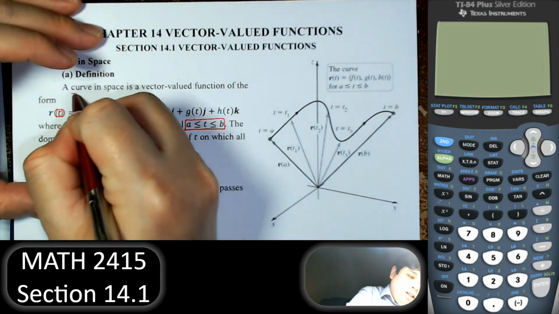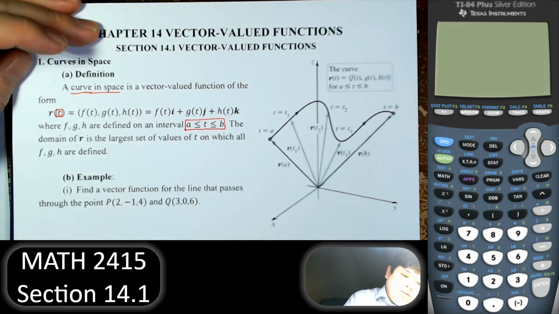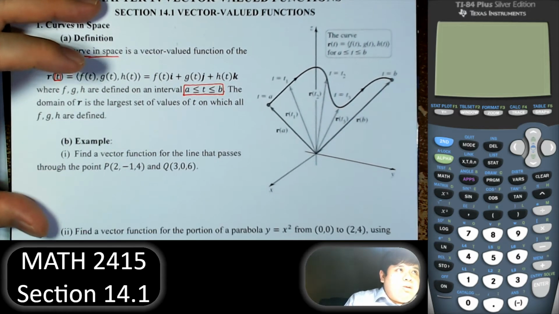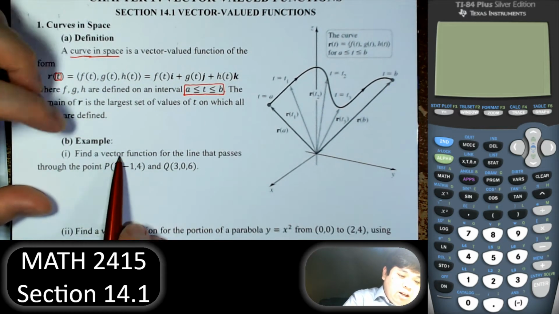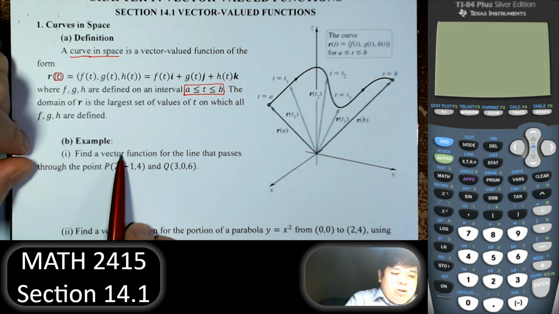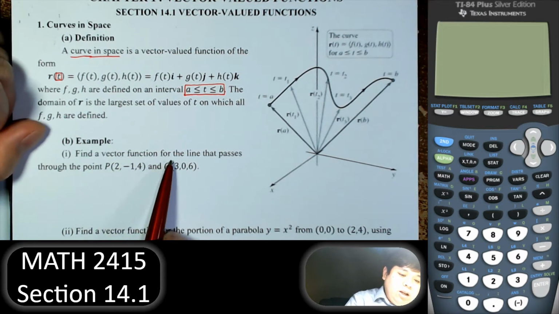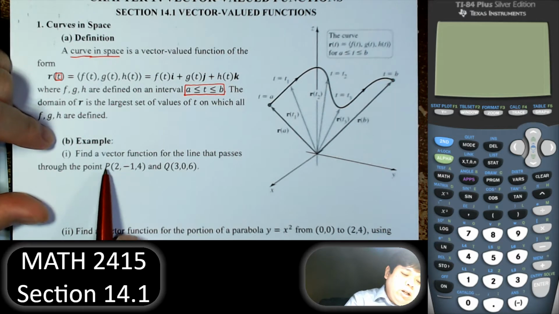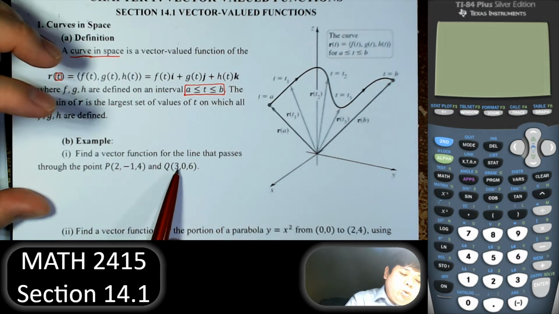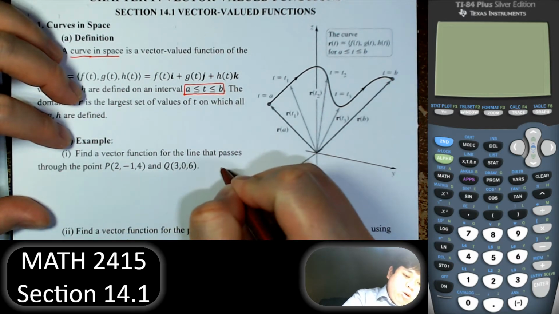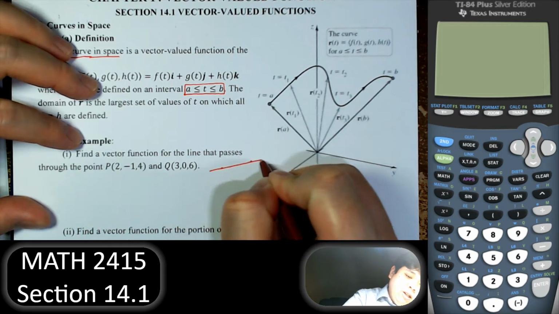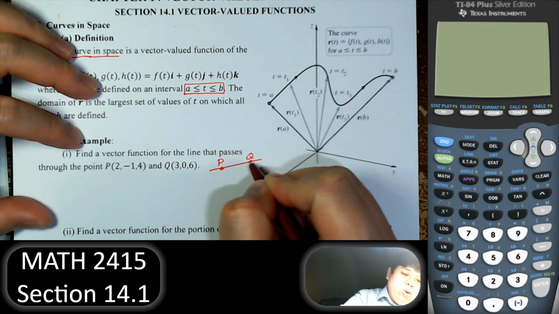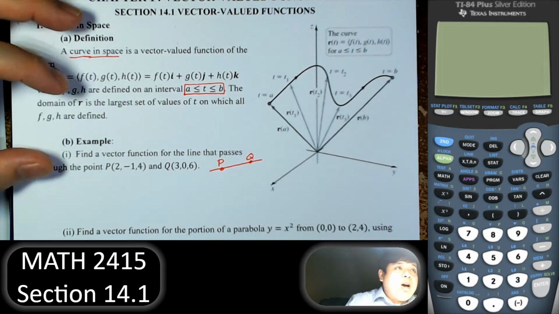So, curves in space. Let's look at the first example. Find a vector valued function for the line that passes through the points (2, -1, 4) and (3, 0, 6). So we have two points, P and Q, and we just find a line going through those two points. That's simple enough, right?